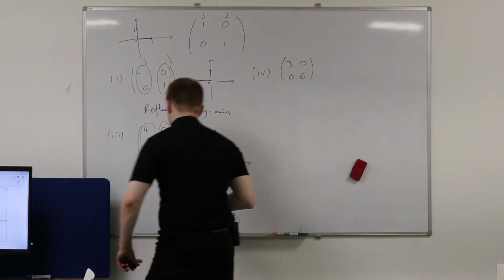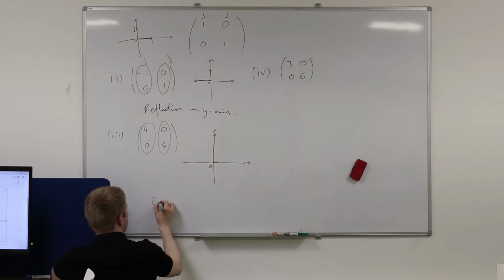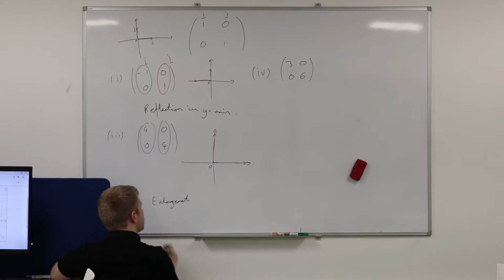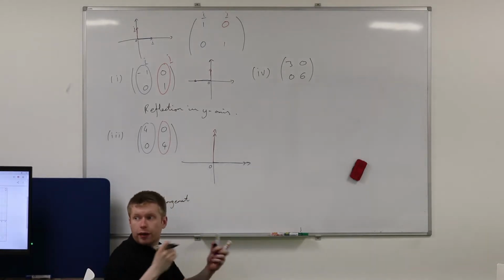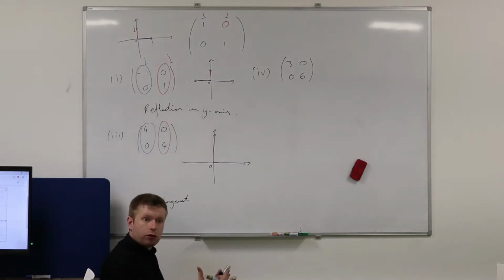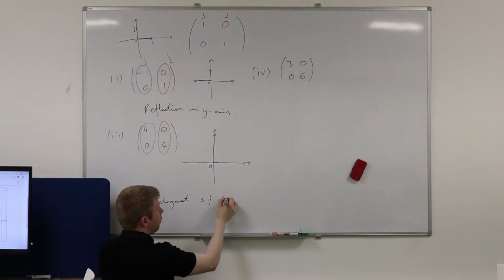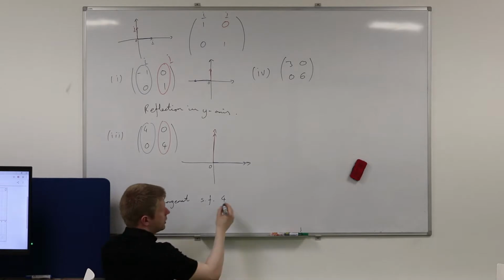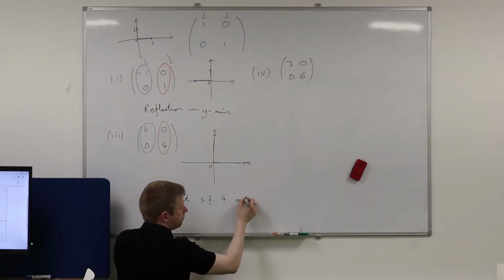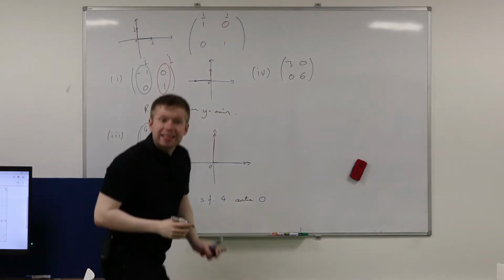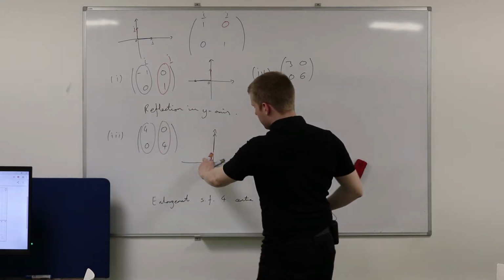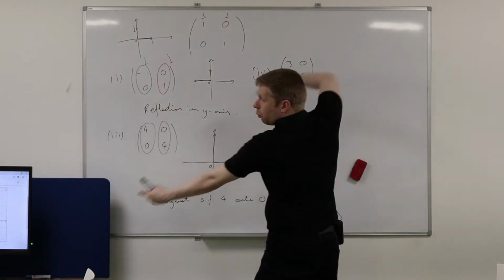Okay, so make sure you write the word enlargement as well, because we tend to reserve stretches for just in one direction, so either x or y direction. This is happening in both directions, so it's an enlargement. So it's an enlargement by a scale factor of 4, center origin, I should put. Okay, so centered at the origin. So it's basically like saying, put your finger there and stretch the entire thing outwards by 4.